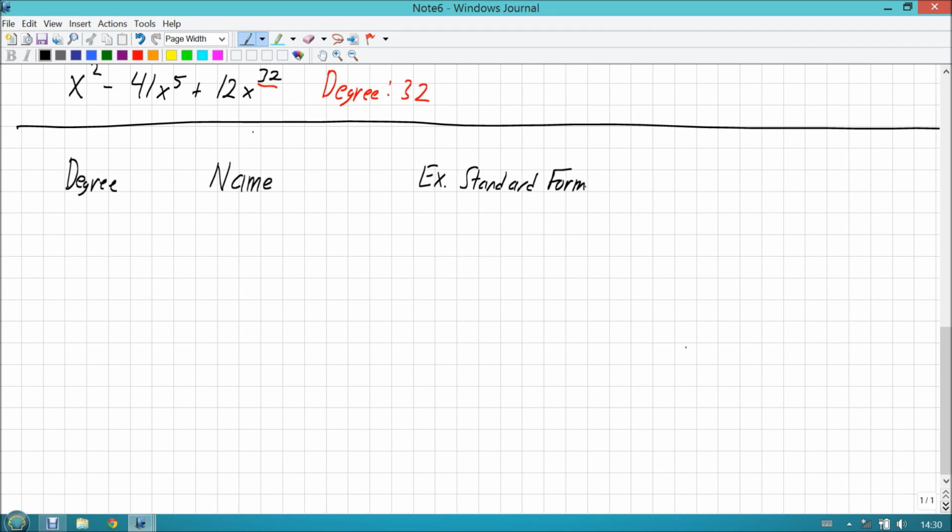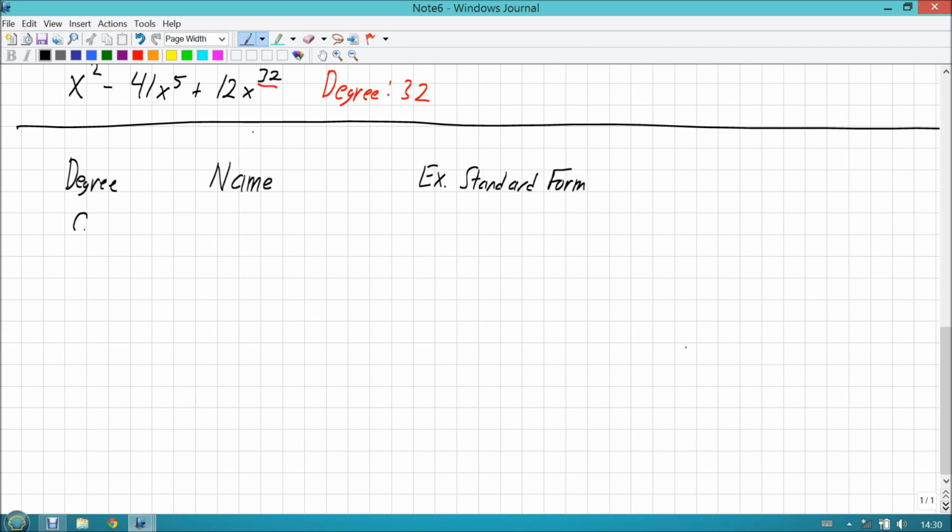Now, standard form means that you go in descending order of power. So if you have like an x to the 5th, then you'd have something x to the 5th, something else x to the 4th, something else x to the 3rd, something x to the 2nd, something x, and then a constant. So on all of them, you'll note that the power decreases by 1 every time. So it's in descending order of power.